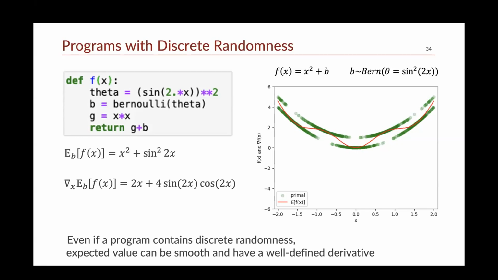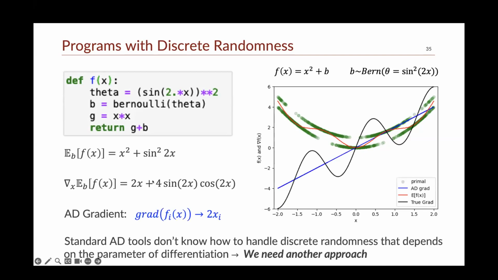Now, if you just tried to take this exact function and give it to one of these automatic differentiation systems like PyTorch or TensorFlow, the derivative you get out would basically ignore any dependence on x coming from the Bernoulli, and it'll just take the derivative of x squared and give you this blue line. That's the derivative that automatic differentiation would give you, when the true derivative should be this wiggling sine wave. And so standard automatic differentiation tools don't know how to handle this sort of discrete randomness, and we need another approach.